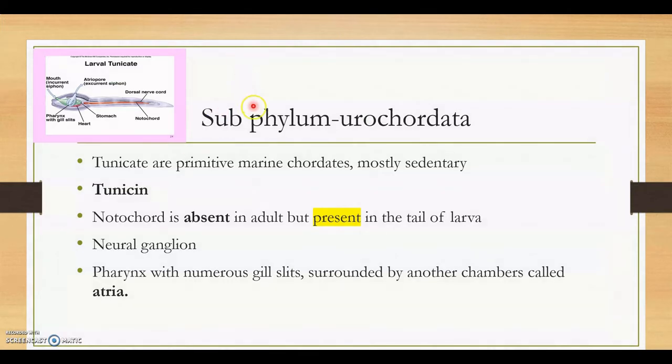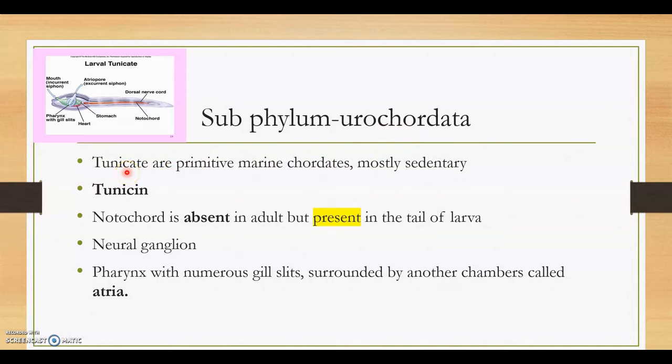Now moving on to subphylum Urochordata. In the Greek word, Uro means tail. Chord means chord. So they are commonly called tunicates. These Urochordate animals are commonly called what?